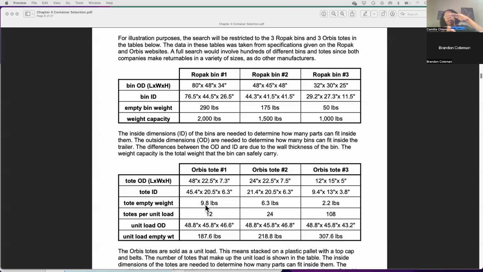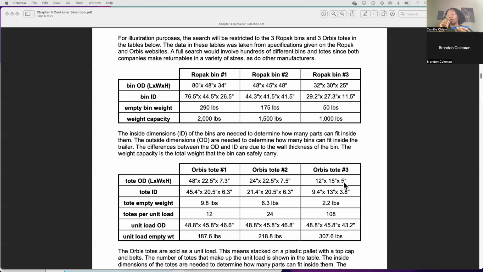So let's go back to the pallet. So we know we're looking at a 50-inch pallet unit load, I should say. We're looking at a 50-inch tall unit load. Subtract out the 5 inches for the pallet, and now you've got 45 inches left for your unit load total height. So since this 12 by 15 by 5 is 5 inches tall, you're going to be able to stack them 9 high.